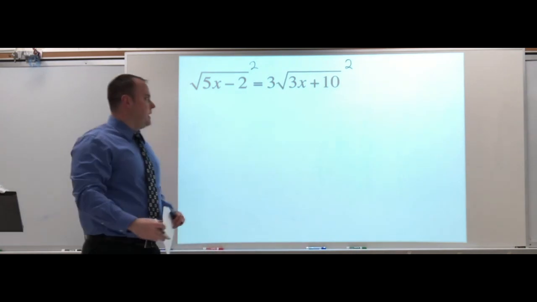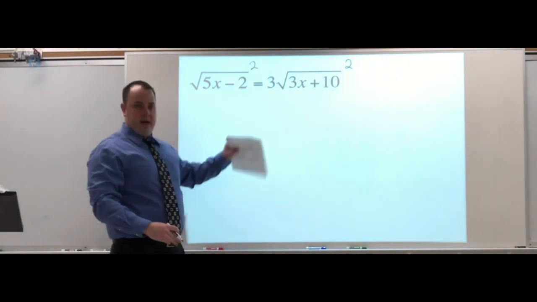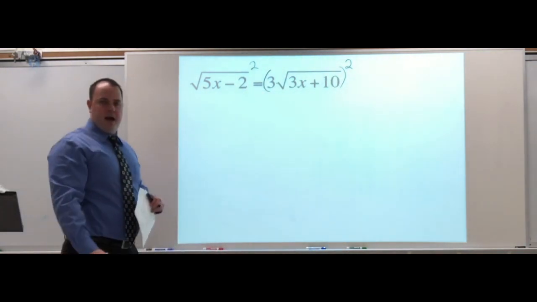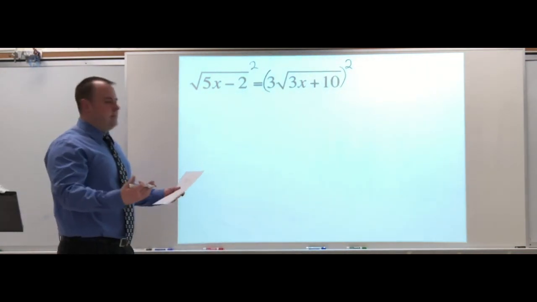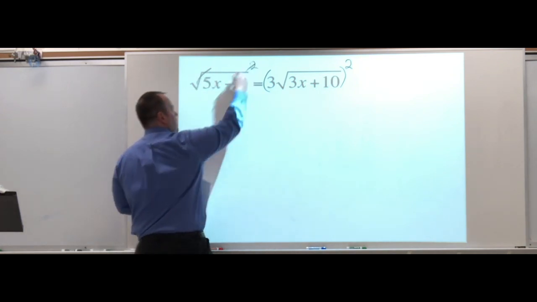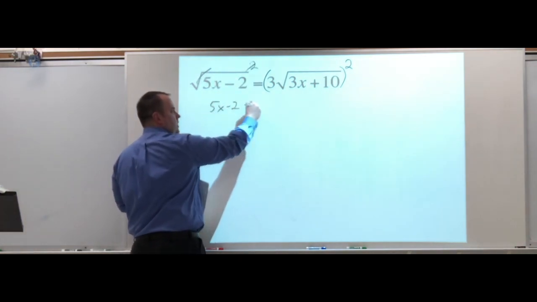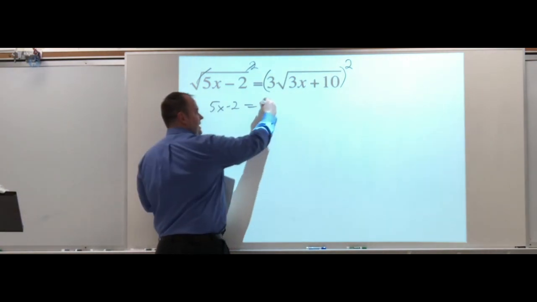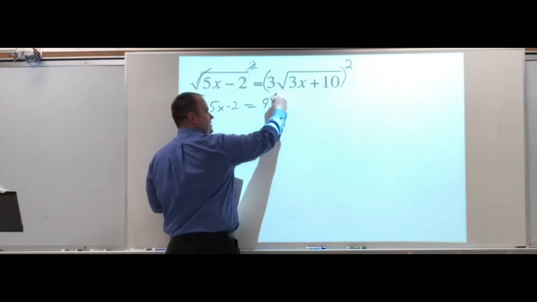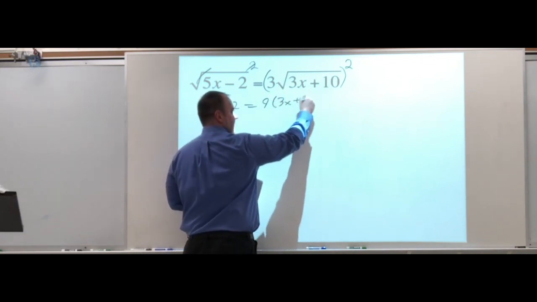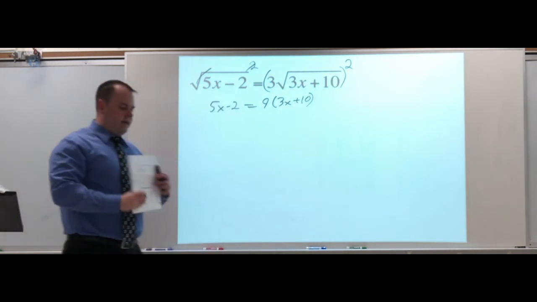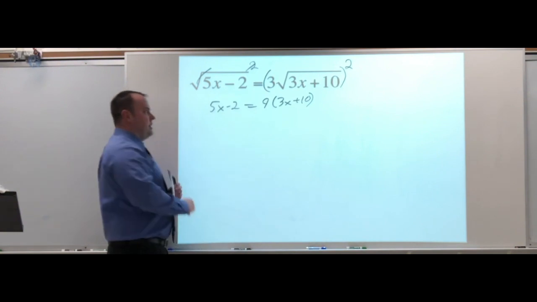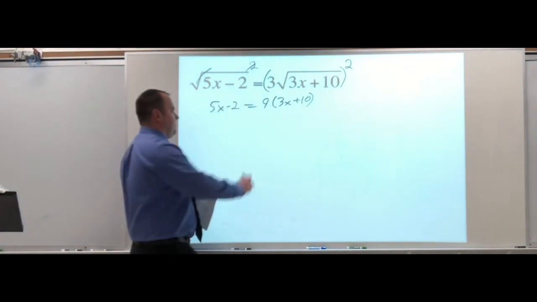Now, the trick here kind of is that extra 3 out there. Remember, this whole side is going to be taken to the second power. So the radical part, that's easy, that cancels out. So over here, we have 5x minus 2. But on this side, that 3 also needs to be squared. 9, and now the radical cancels out, 3x plus 10. So you kind of have some extra work to do because now you have to do the distributive property over there. Okay? It's still a basic equation. This is something that we should be able to solve.